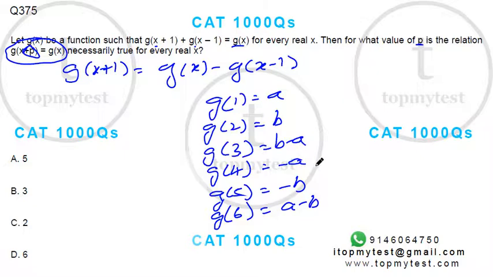Now if you look at it, this is a reflection of this. This is negative of this, this is negative of this, this is negative of this. So g7 will be negative of this, which will be again a. So you can clearly see that the cyclicity is 6.